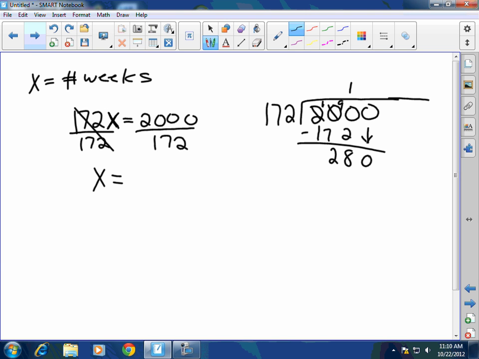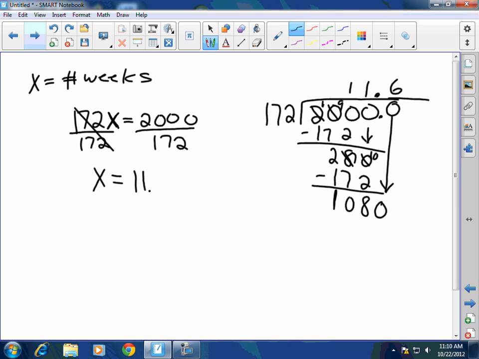Okay, so I've got 280. So this goes in another one time, which is 172. That's going to be 8 because I borrowed from here, making that a 10. That's 0, and that's a 1. Decimal, drop a 0. That's going to go in 6 times. Okay? So I know that x is going to equal 11.6 weeks, but we have talked about this in class.